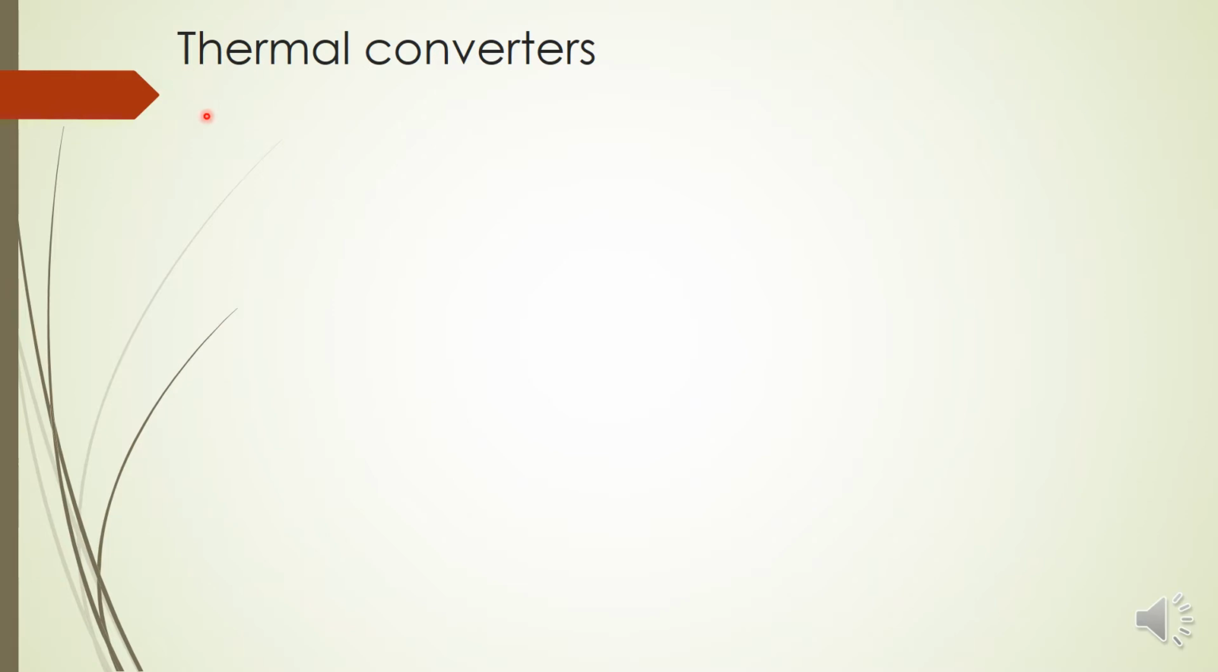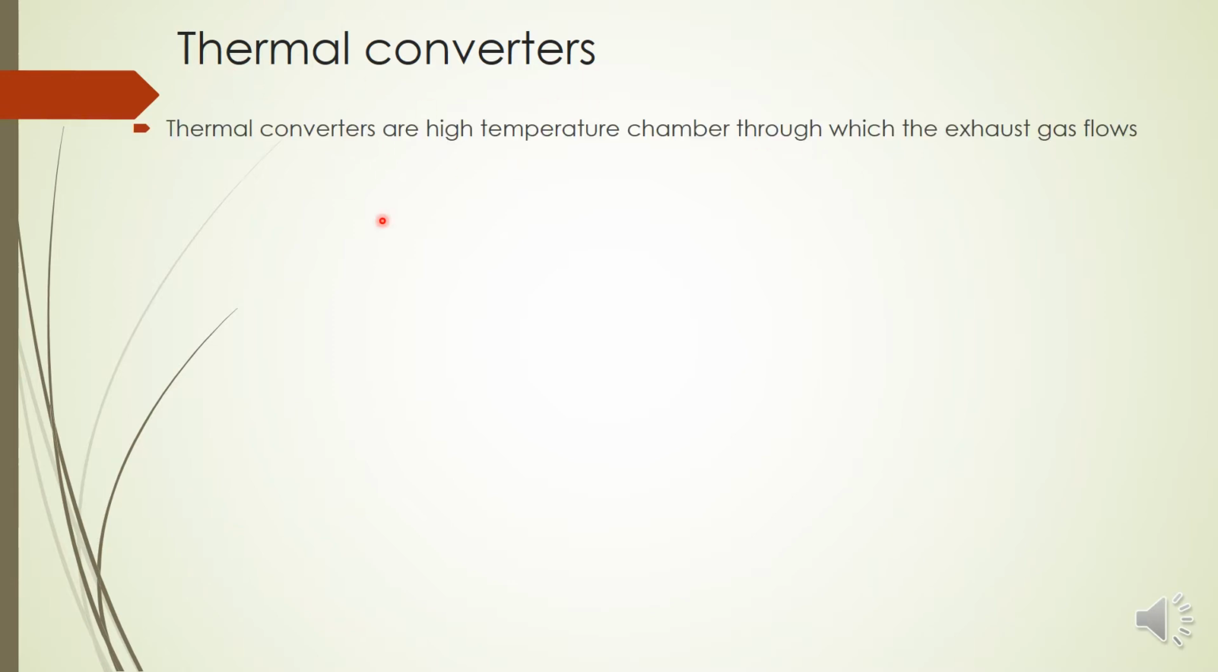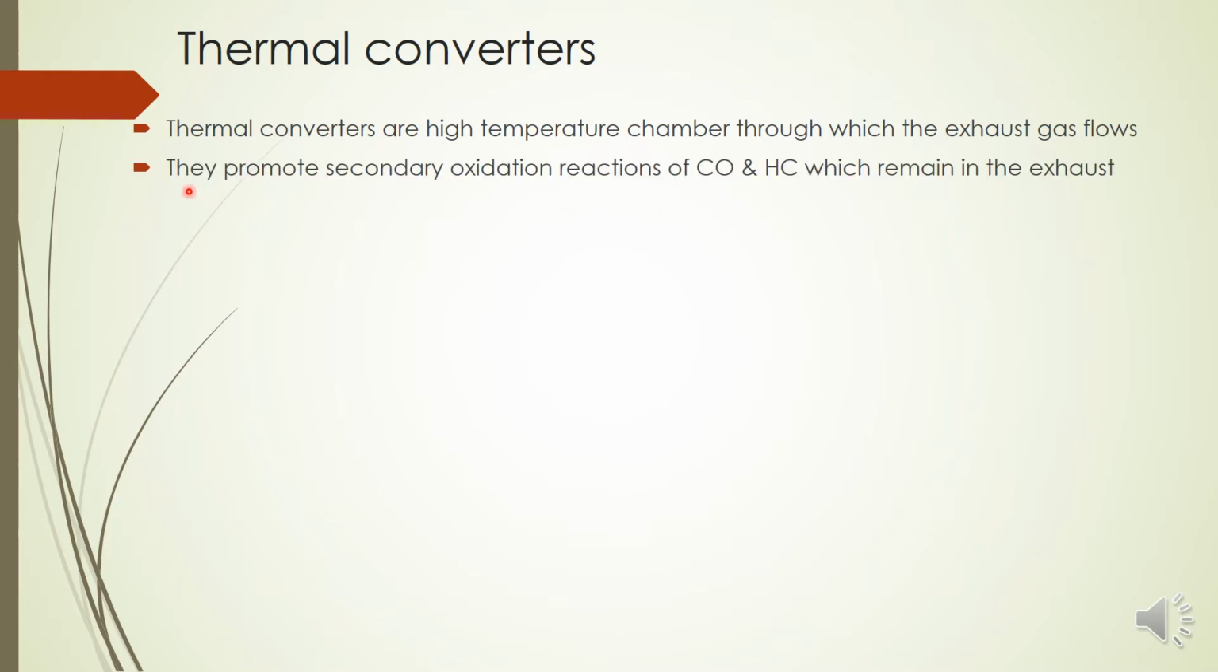Now, what is a thermal converter? As the name suggests, it depends on temperature. You know that carbon monoxide and hydrocarbon emissions are the two major emissions coming from an engine. And if we have an excess of oxygen in the exhaust, this carbon monoxide can be converted again into carbon dioxide. So thermal converters are high temperature chambers through which the exhaust gas flows. What they do is promote the secondary oxidation reactions of carbon monoxide and hydrocarbons.